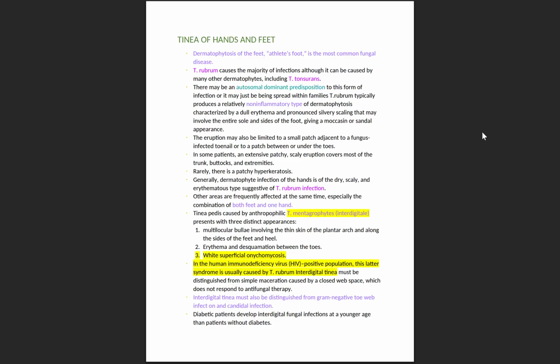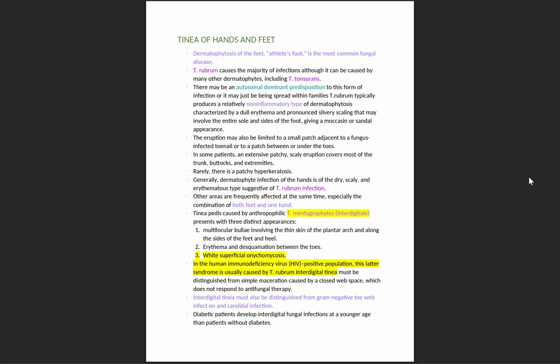The eruption may also be limited to a small patch adjacent to the fungus-infected toenails or to a patch between or under the toes. In some patients, an extensive patchy scaly eruption covers most of the trunk, buttocks, and extremities. Rarely, there is patchy hyperkeratosis. Generally, the dermatophyte infection of the hand is a dry, scaly, and erythematous type, usually suggestive of Trichophyton rubrum infection.